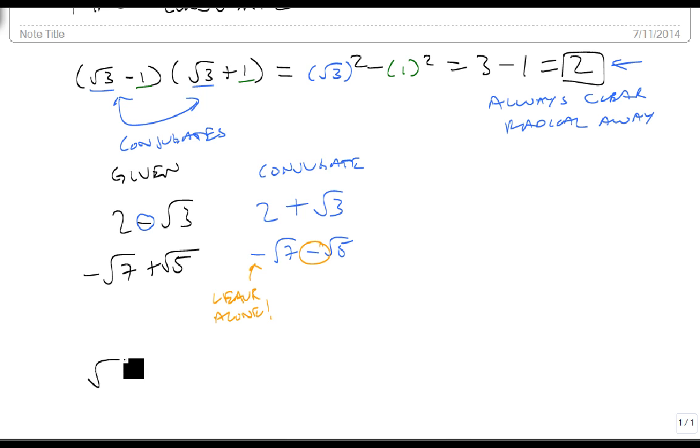Well, let's look at one more just to demonstrate. Square root of 12 minus 3. The conjugate is the square root of 12 plus 3, and the minus becomes a plus. And that's how we find the conjugates of radicals.